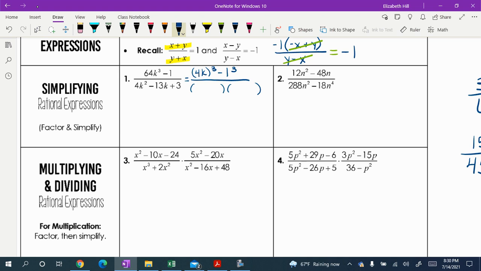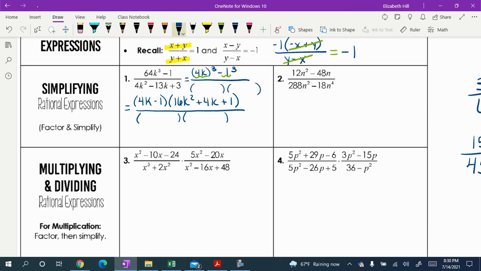With the cube in the top, here's my x and here's my y. So I'm going to have x minus y, so 4k minus 1, that's my first factor. And then I'm going to take my x squared, so that's going to be 16k squared, plus x times y, so 4k, plus y squared, which would be 1. Divide this by, and then my denominator here, I don't have a GCF in any of that, so we can just go from there.